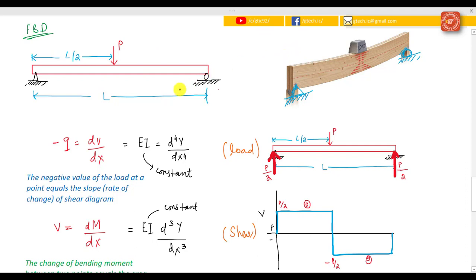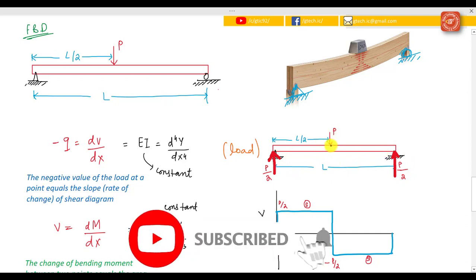So on one end you see a pin and on the other end you see a roller support. And we have our load, a concentrated load at the center of the beam, that is P. And you can see the reaction forces acting upon this beam are shown here, that is P by 2 and P by 2 here. And the length of this beam is L, and as the load is applied at the center, the distance from this point to this point is L by 2.